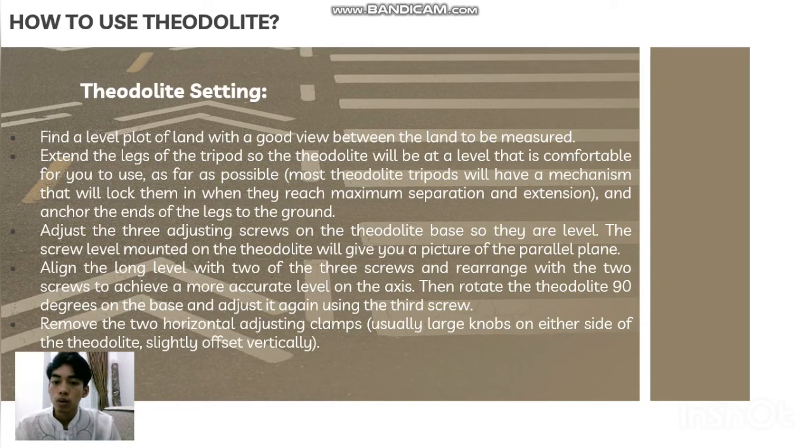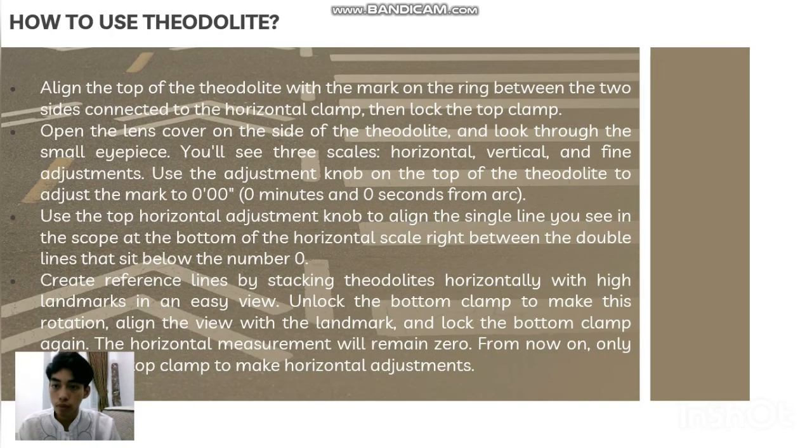4. Release the two horizontal adjusting clamps, usually large knobs on either side of the theodolite, slightly offset vertically. Align the top of the theodolite with the mark of the ring between the two sides connected to the horizontal clamp. Then lock the top clamp.